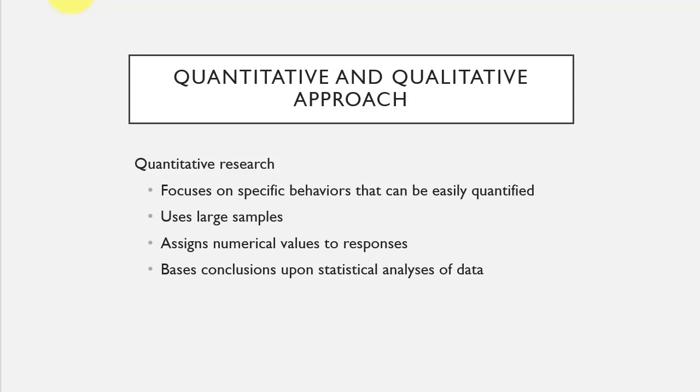Typically, we assign numerical values to responses. So even if we're asking a question like, how satisfied are you with the services that you've been offered at the bookstore, for example, you would assign the numerical value 1 to 10, even if we had something like very dissatisfied, dissatisfied, neither satisfied nor dissatisfied, satisfied, or very satisfied. If we had those 5 options, we would still code them as 1, 2, 3, 4, 5 generally. And we also will base our conclusions upon statistical analysis of data. So we're going to use statistics in order to tell us what our results are.